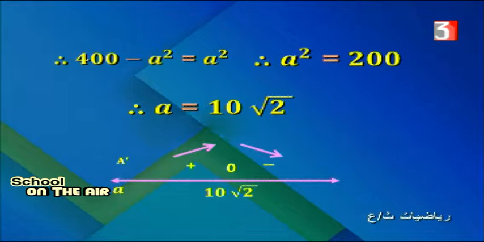We can discuss the increasing and decreasing of the function in the open interval negative infinity and 10 root 2, and the open interval 10 root 2 and infinity. Then the function is increasing in the open interval negative infinity and 10 root 2, and decreasing on the open interval 10 root 2 and infinity. Then the function has a local maximum value at a equals 10 root 2.